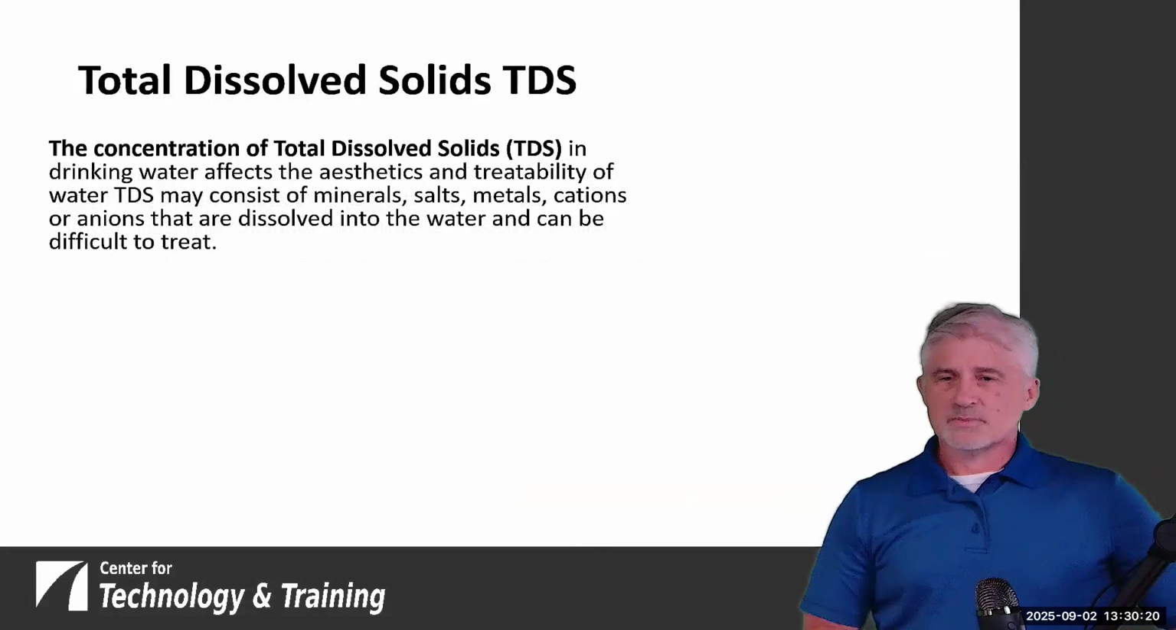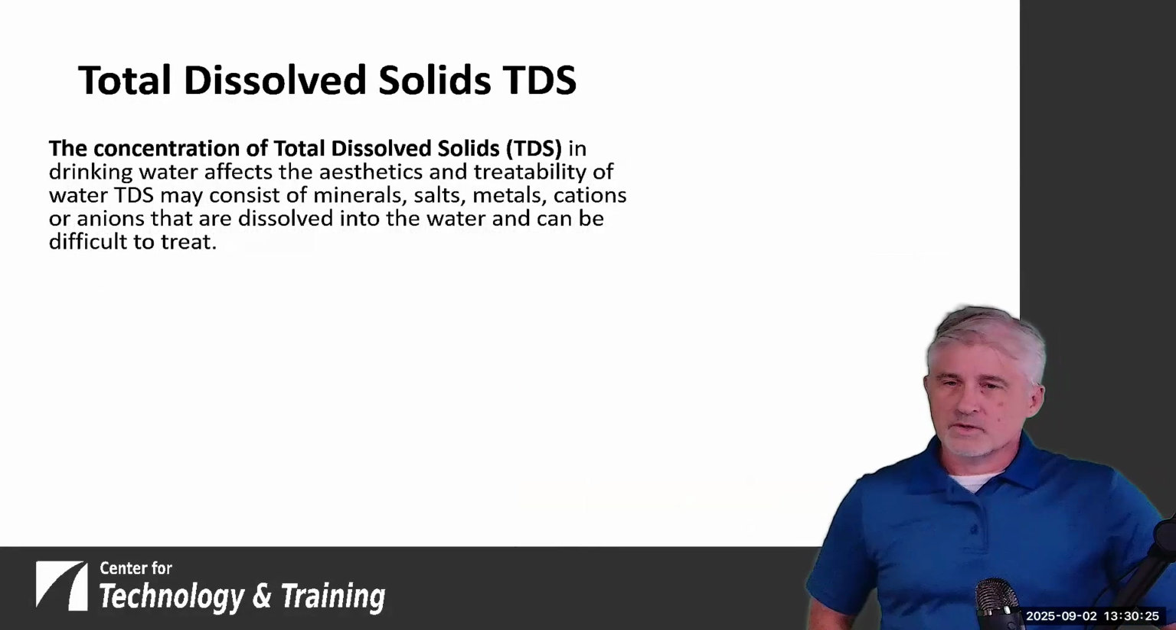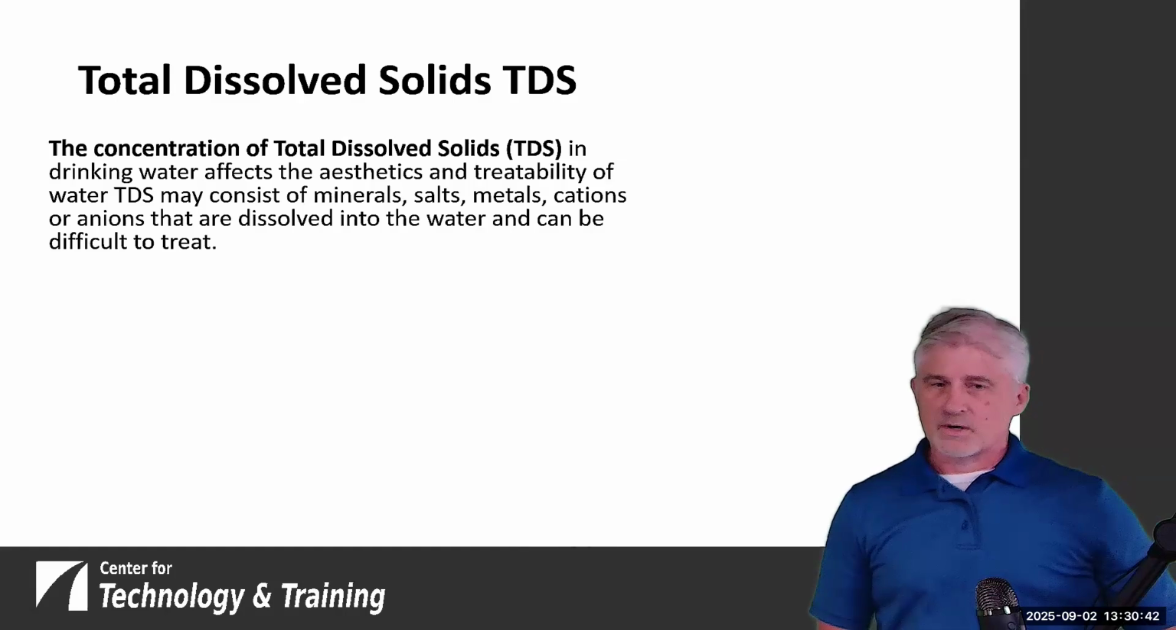So I think we talked about suspended solids earlier. Now we're looking at dissolved solids. Dissolved solids are things like iron, manganese, and fluoride, and they can affect the aesthetics, the taste or odor, the quality of what our residents see as the quality of the water. And it can be difficult to treat for dissolved solids.